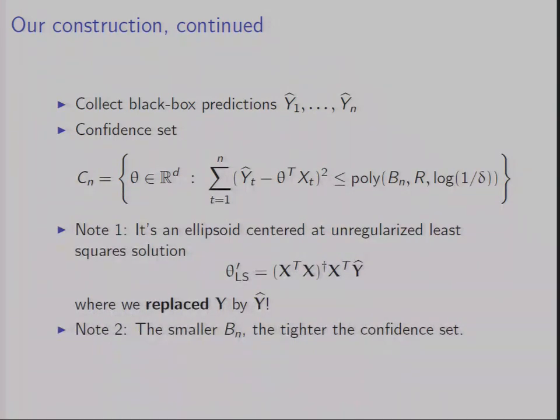Now the radius of the ellipsoid depends on the regret bound that we have for that algorithm, which is kind of neat. So you can observe that the smaller the regret, the smaller the confidence ellipsoid is. All right.